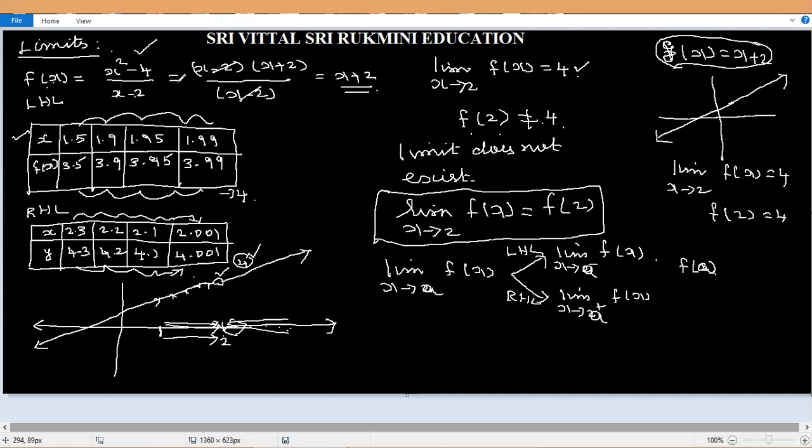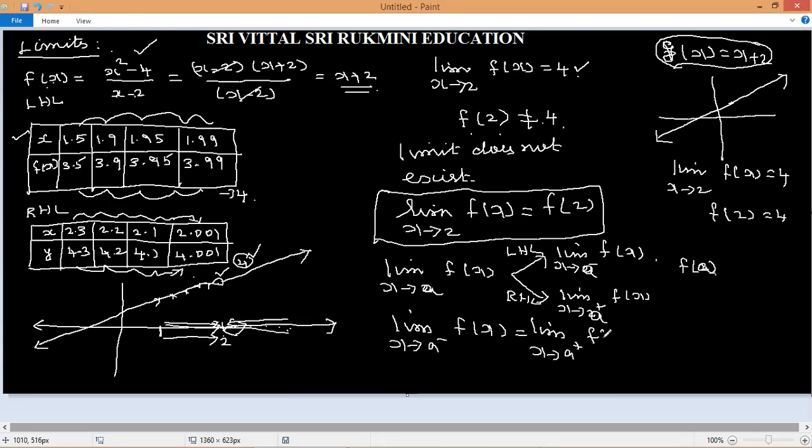If limit x tends to a of f of x is equal to f of a, I'm saying the meaning is limit x tends to a minus f of x equal to limit x tends to a plus f of x equal to f of a. I say that this is the condition for continuity.